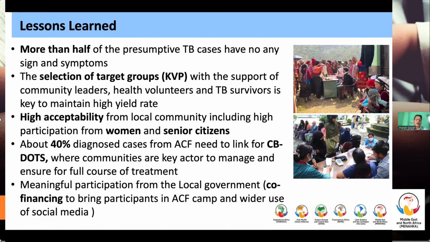The selection of target groups, key vulnerable populations, with the support of community leaders, health volunteers and TB survivors is key to maintaining a high yield rate. If we can really go for the poor service access, service needed population, then we can maintain the yield rate as per the target given by the National Strategic Document or the Global Fund proposal frames.